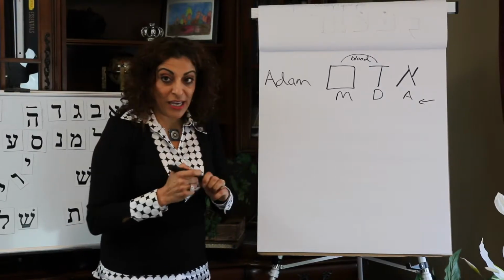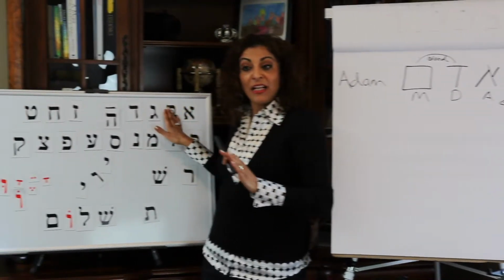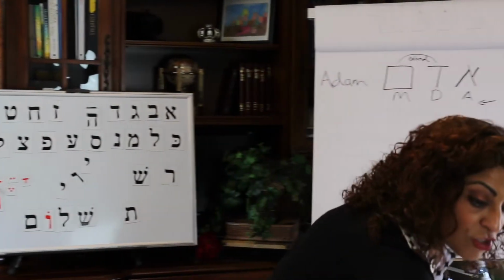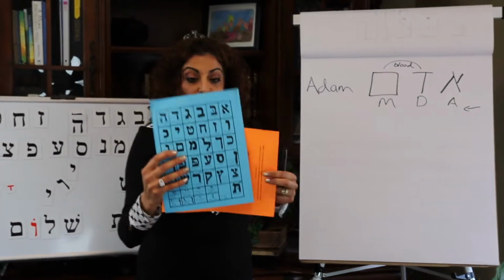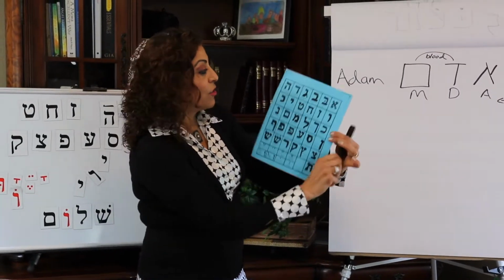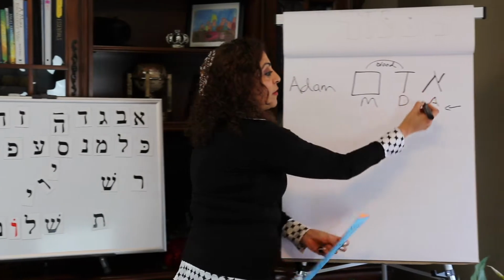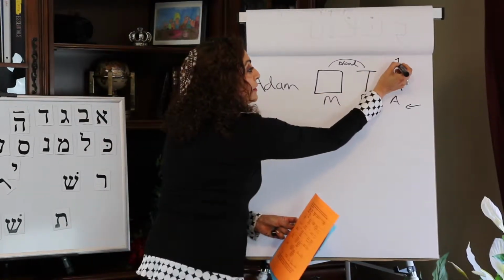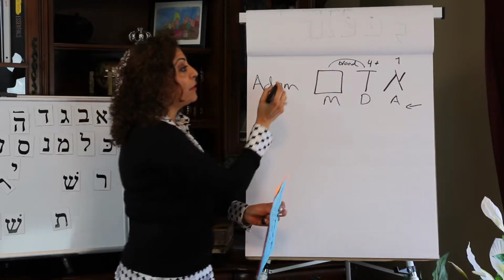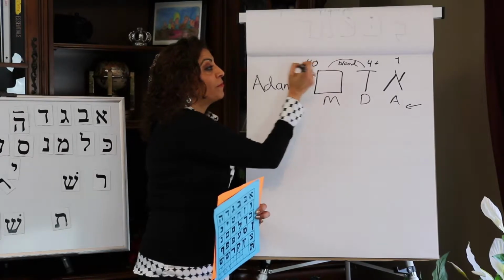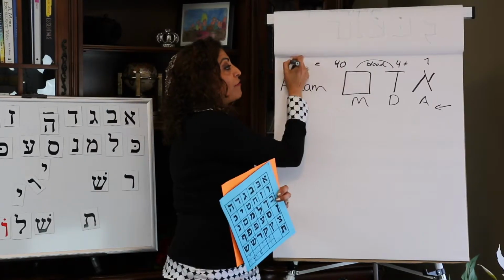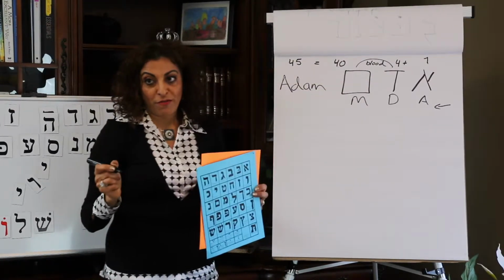Now, let's look at the numerical value. The numerical value, again, is the value of each letter. And you can see it in this chart. You can see that the aleph is 1. Dalet is 4, it's the 4th letter. And mem is 40. So all of it added together is what? 45, right? 45.